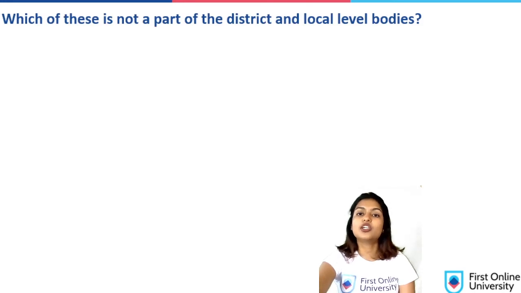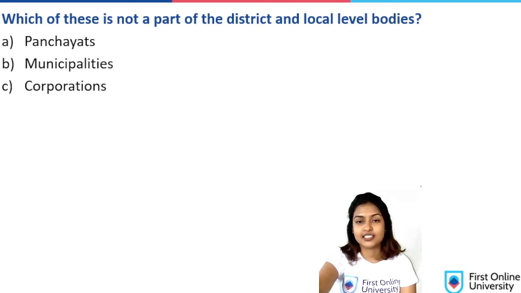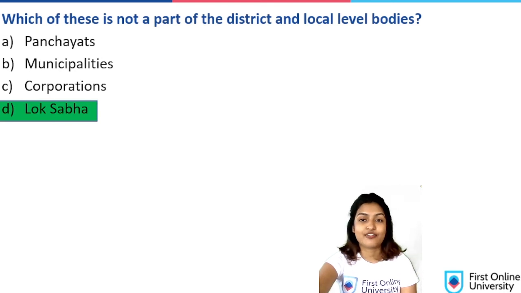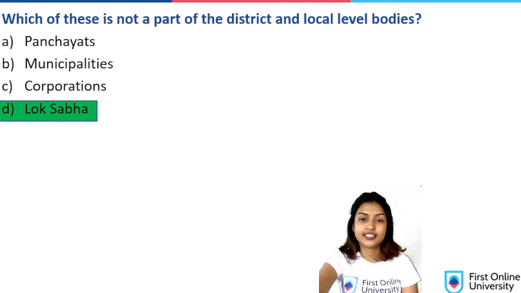Which of these is not a part of the district and local level bodies? A. Panchayats. B. Municipalities. C. Corporations. D. Lok Sabha. So it is Lok Sabha, and it is definitely not a part of the district and local level bodies. Lok Sabha is at the parliament level, which is at the center.